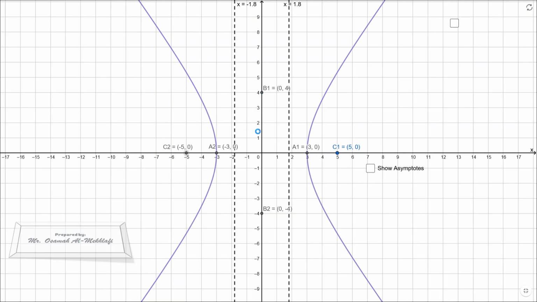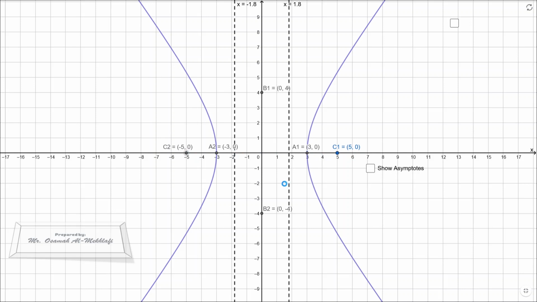We call this axis the conjugate axis. So it's exactly the same thing. The transverse axis is like the major axis, it's 2A. The conjugate axis is like the minor axis, which is 2B. And this is the focal length. From C1 to C2, we call it the focal length, which is 2C. So it's kind of the same thing.